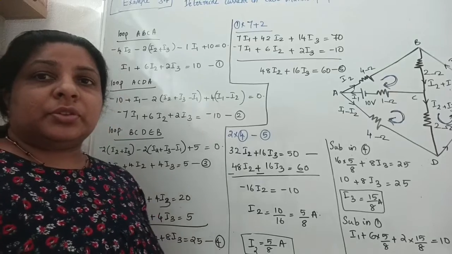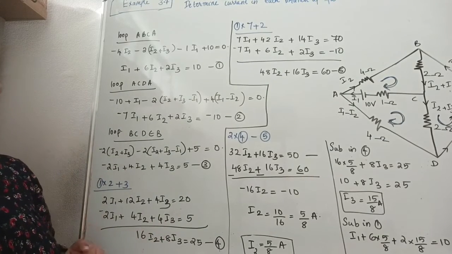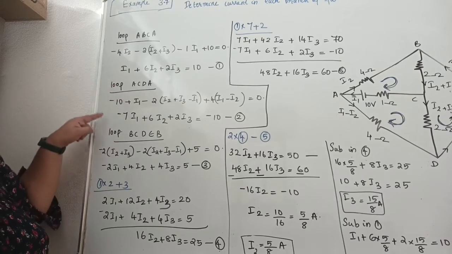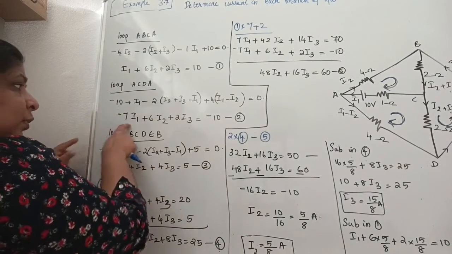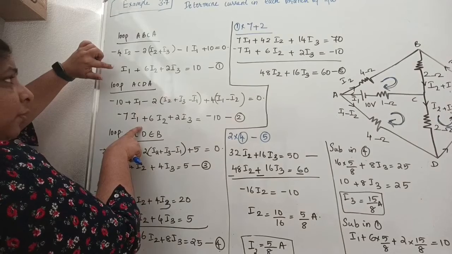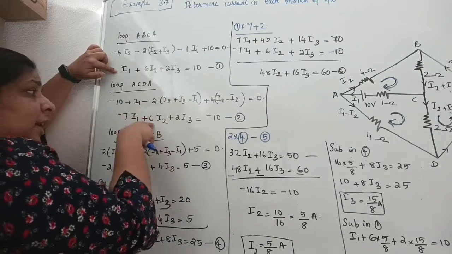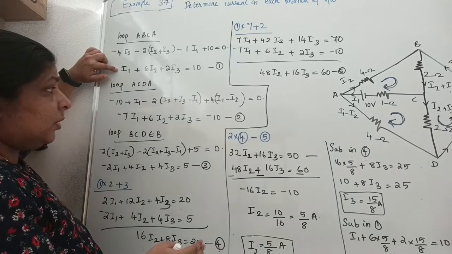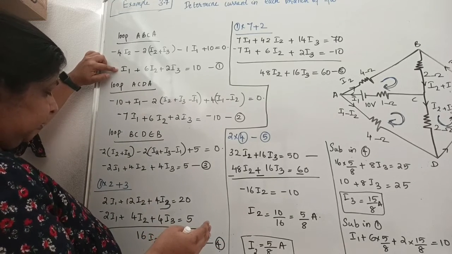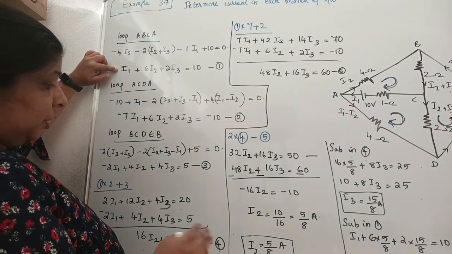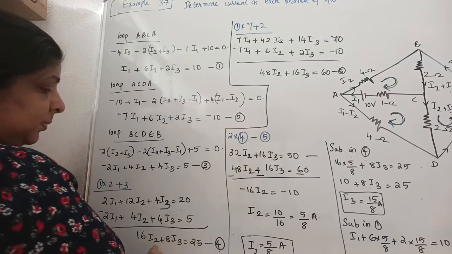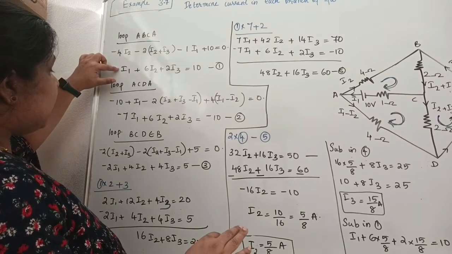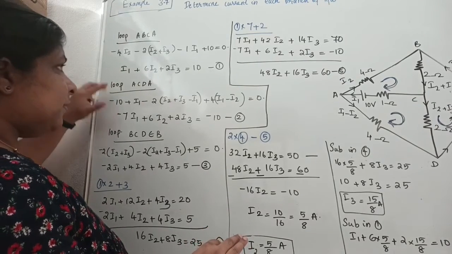Now you have equation number 4. When you check the first equation and the second equation, I have minus 7I1. So if I have 7I1 in the first equation, when I add 7I1 and minus 7I1, they will get cancelled. So I will get two equations with I2 and I3. That was my aim.